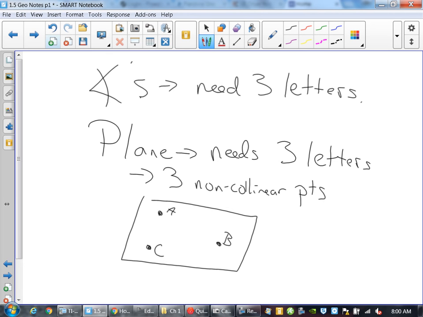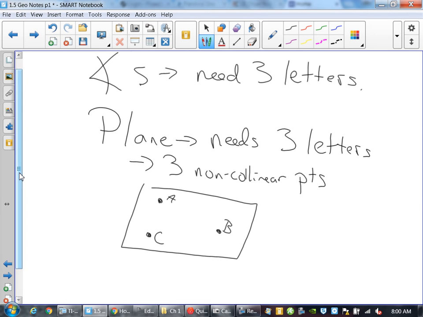Now, what's the other way that you can write a plane? That was the line with lowercase cursive. A plane is uppercase cursive. For example, plane R. So instead of 3 capital letters, you can also use a capital cursive letter as well. How do you know that R isn't a point on that plane? It's cursive. There's no dot next to it. Perfect. It's an easy way to remember.